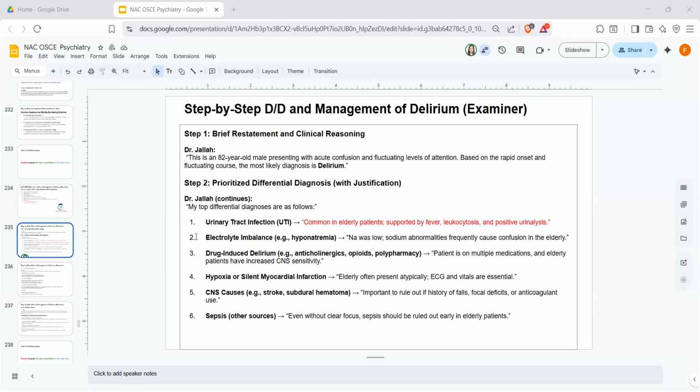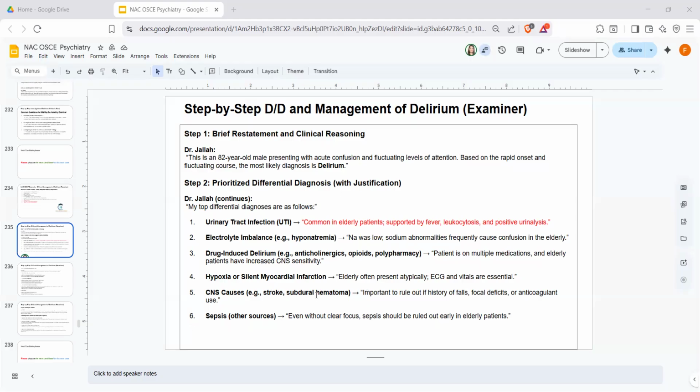My second differential diagnosis is electrolyte imbalance, such as hyponatremia. Sodium was low on lab work. Sodium abnormalities frequently cause confusion in the elderly. My third differential is drug-induced delirium, for example anticholinergics, opioids, multiple medication polypharmacy. Since the patient is on multiple medications and is elderly, patients in this category are very likely to develop delirium.